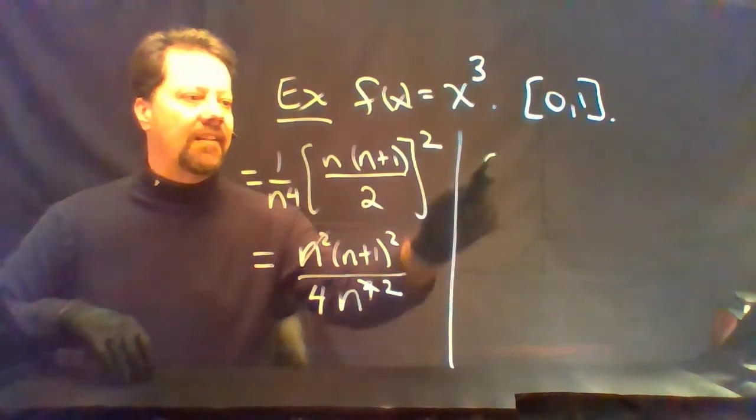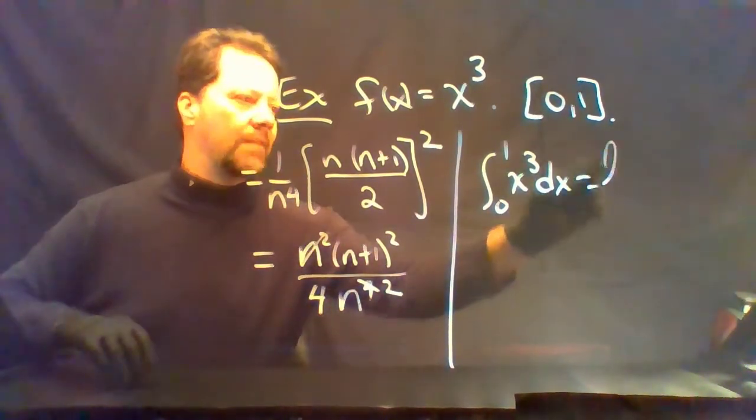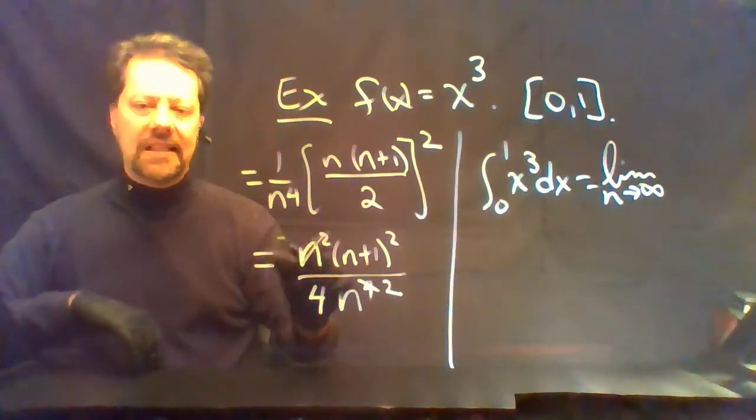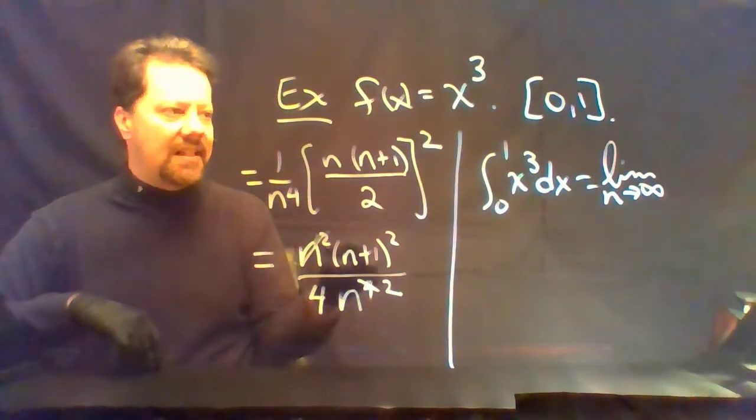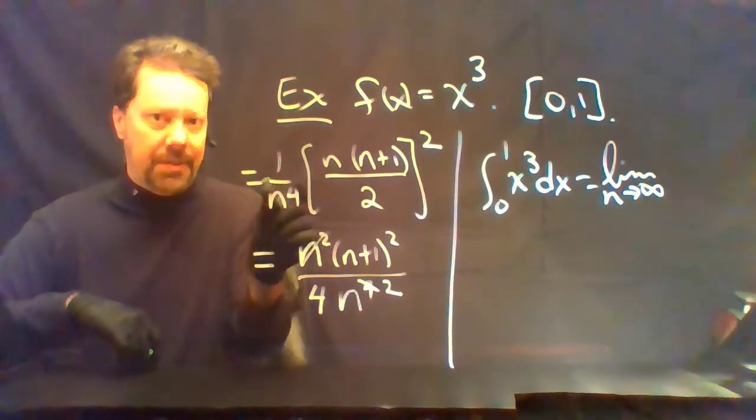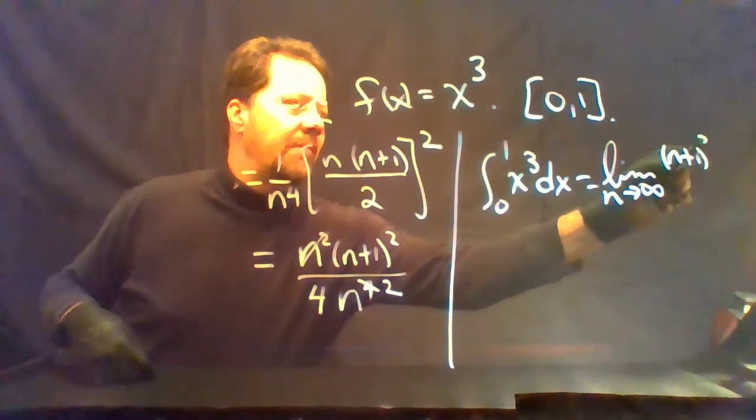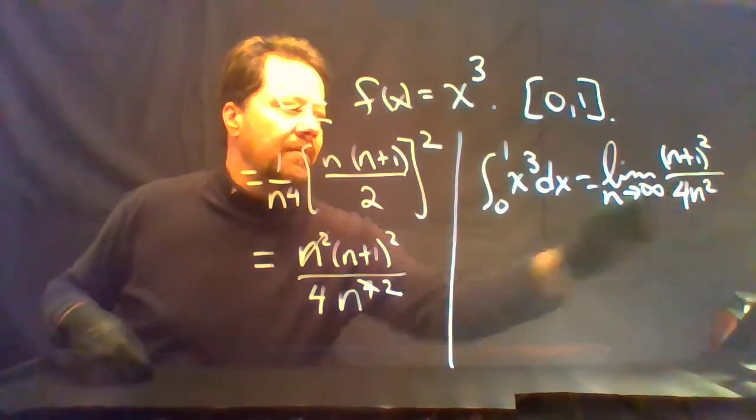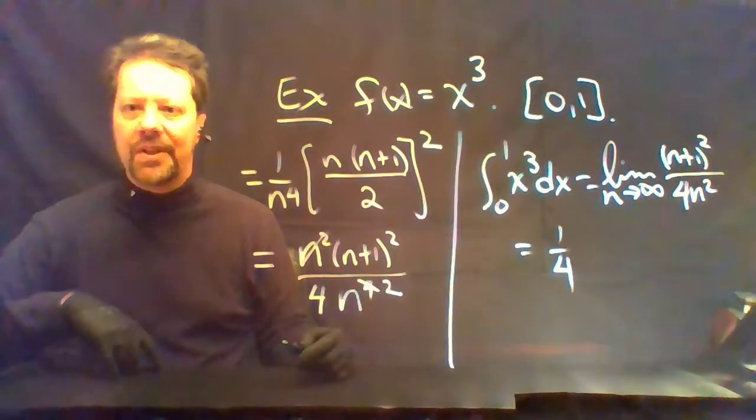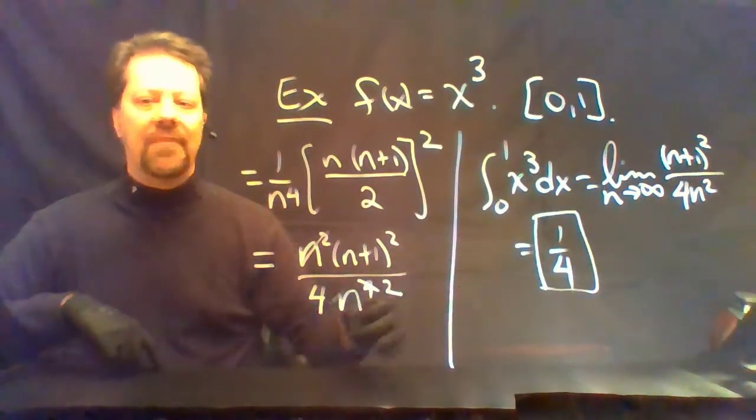We see then that the integral from 0 to 1 of x cubed dx will in fact be the limit. In this case, since delta x's are all equal width, sending the number of subdivisions to infinity is the same as sending the maximum subdivision to 0. And that's going to be the limit of n plus 1 squared over 4n squared. And since we have a quadratic over quadratic, we take the ratio of the leading coefficients, and we end up with an exact area of 1/4.